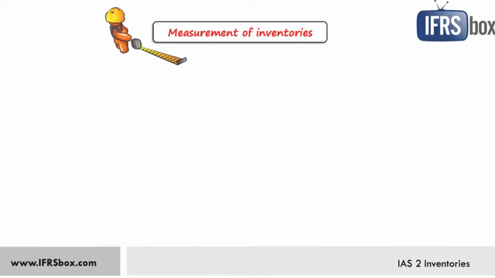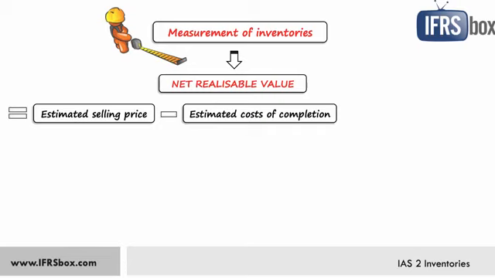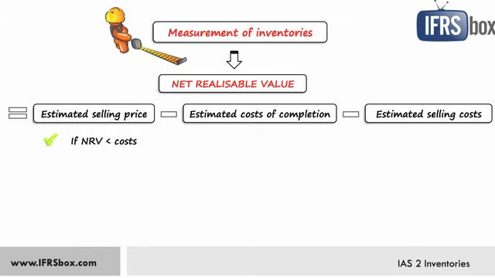Now let's take a look at net realizable value. It is the estimated selling price in the ordinary course of business, less estimated costs of completion, less estimated costs necessary to make a sale. You need to make sure that inventories in your financial statements are not stated above this net realizable value. So if net realizable value is lower than cost, then you need to write down your inventories to their net realizable value.